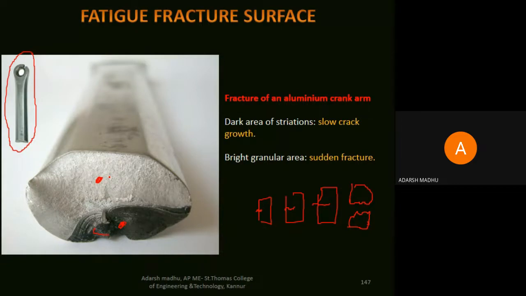When the crack is propagating, it is growing up to a range where the material fracture occurs and it breaks into two pieces very suddenly. So there is less chance of stress concentration or a stress cycle happening at that particular bright point.